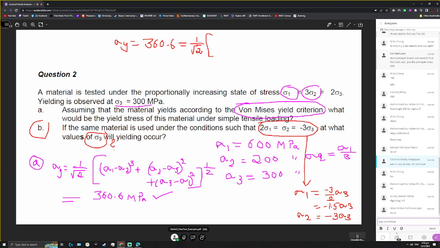Now sigma 1 minus sigma 2, I'm sorry, I wrote here whole square, it should be whole square. Sigma 1 minus sigma 2 whole square. So sigma 1, I write it as negative 1.5 sigma 3 minus sigma 2. Sigma 2 is minus 3 sigma 3. So minus of minus will be positive. So I write plus 3 sigma 3 whole square.